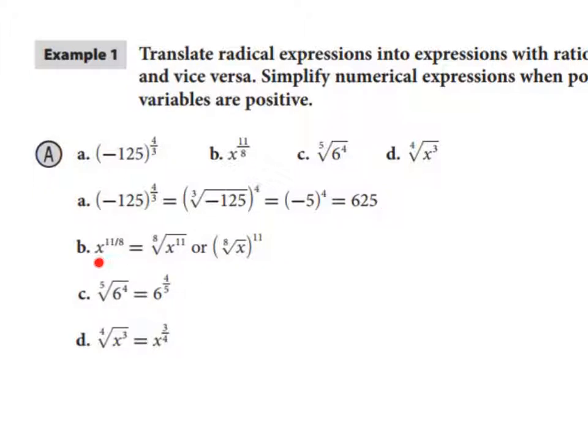In B, here's another example of just rewriting it. X to the 11/8th power. We can rewrite that with 8 being the index and the exponent being 11, and either of these would be correct. What if we start with a 5th root, a radical expression, and we want to change it to a rational exponent? We would simply change that to 4/5. And here's another example in which this radical expression would change to x raised to the 3/4 power.